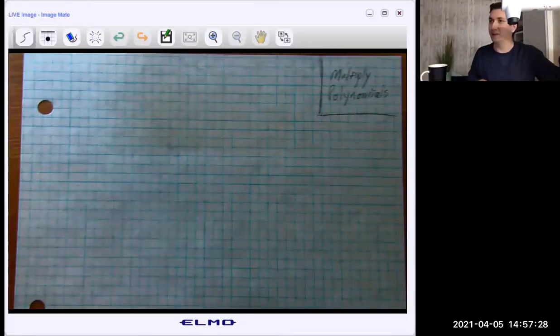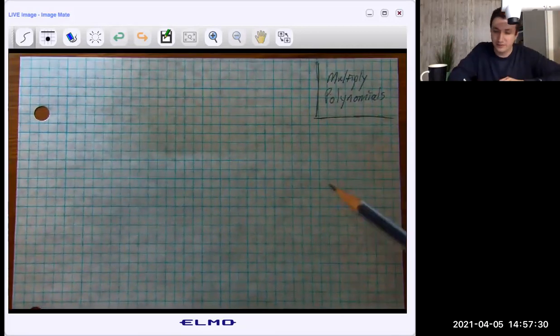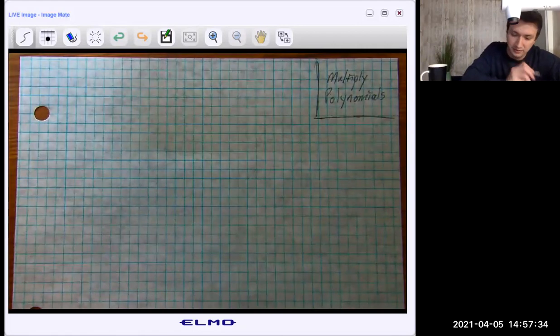Hi, everyone. Today we're going to talk about multiplying polynomials. So I'm going to show you a couple examples and walk you through a couple ways to solve using some different methods. So on the top of my paper, I've labeled the title for today, Multiply Polynomials. And let's just do a little bit of review real quick.